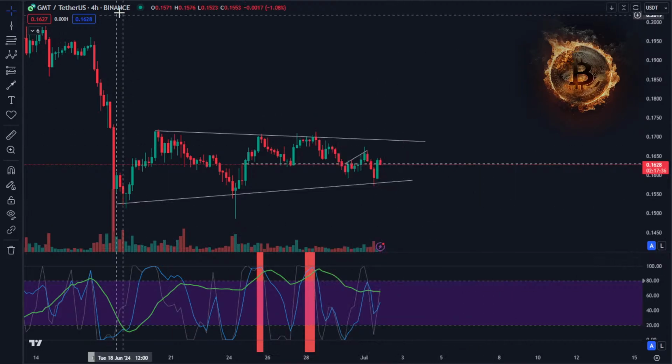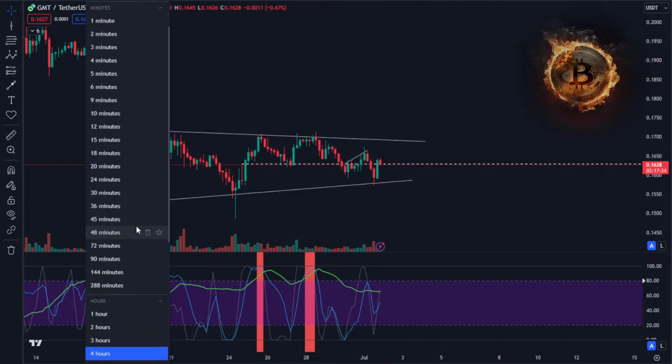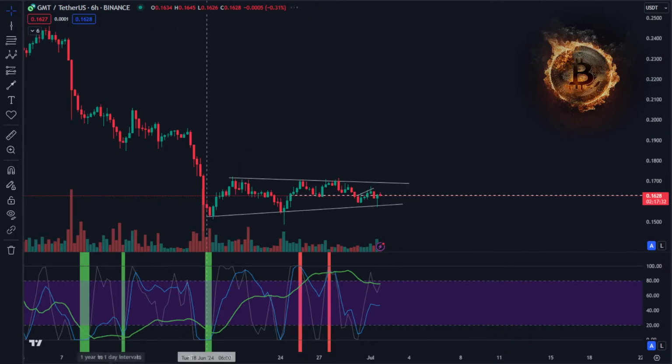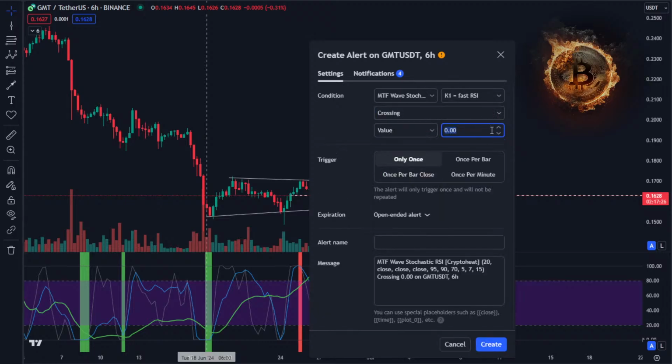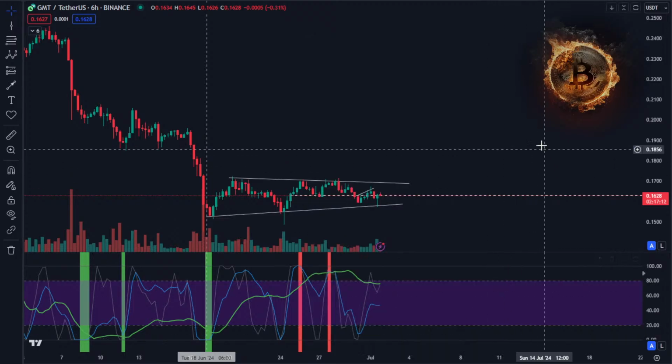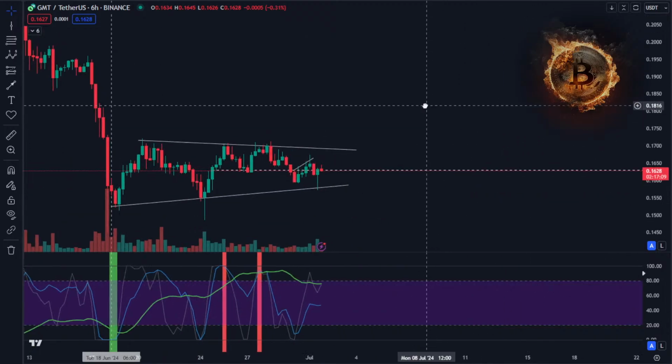Okay, and as well as the 6-hour, but 6-hour I'm gonna set the alert crossing 90. Okay, GMT possible re-short 6-hour tap up. Okay, so this is something I'm gonna be looking at for a possible short entry.